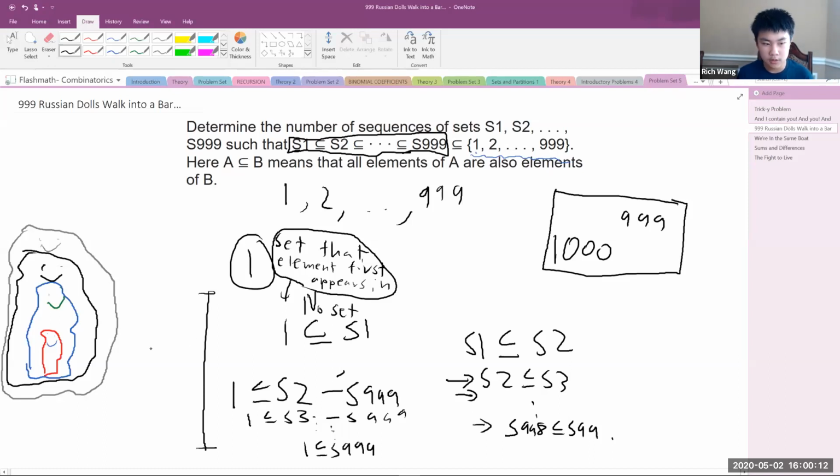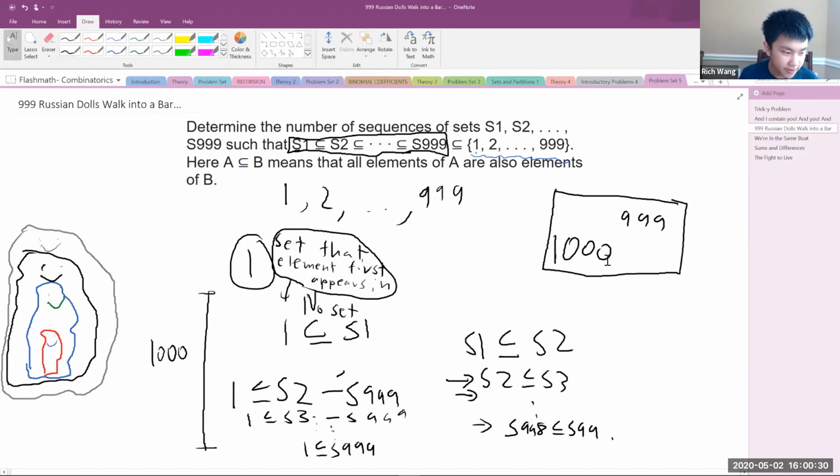So as a result, since there are 1,000 ways to choose the first set it appears in, including the possibility that it is not contained in any set, each element has 1,000 different possibilities. So as a result, the answer is just 1,000 to the 999. Yeah, I hope that made sense.